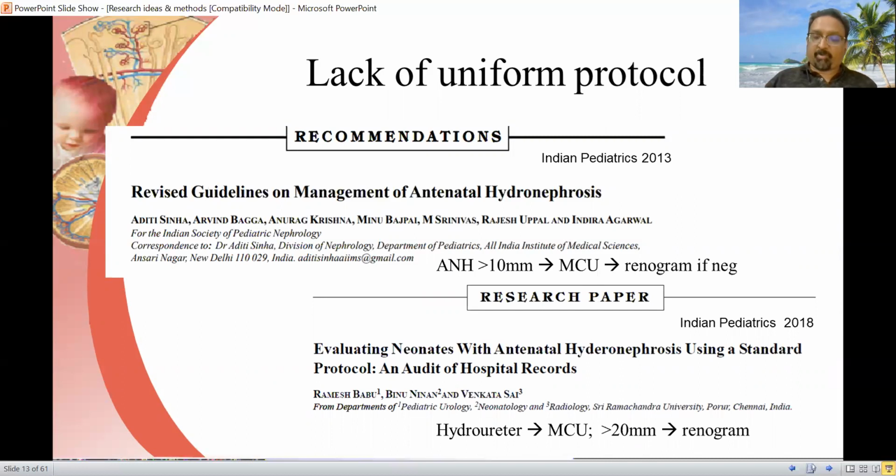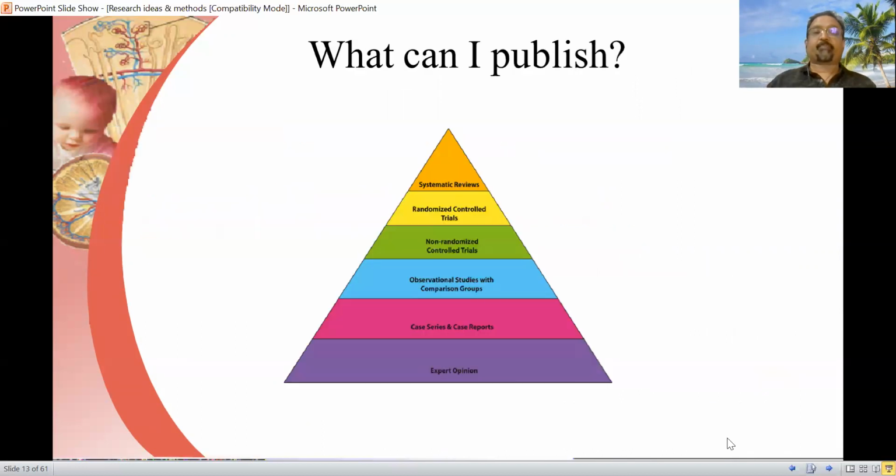So we have changed our protocol now. We have now reported that only in the presence of hydroureter we will do an MCU, and only if the diameter is more than 20 millimeter we will do the renogram. So coming to the types of studies, there are multiple types of studies, but the most common studies we publish are case series and case reports, observational studies, and non-randomized controlled trials.